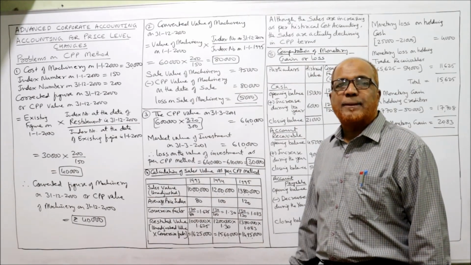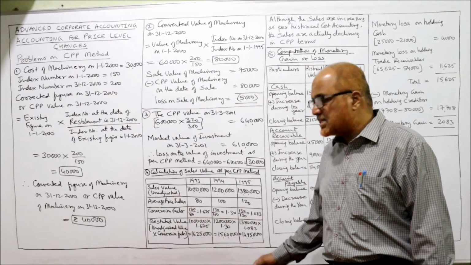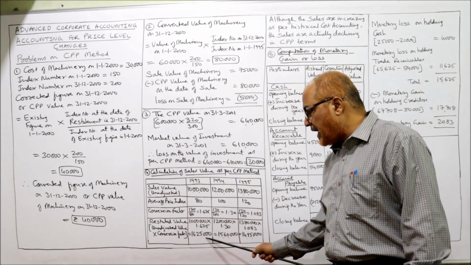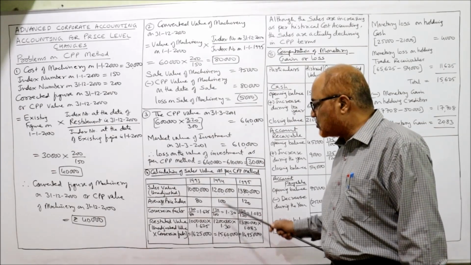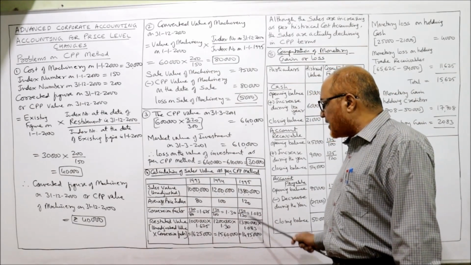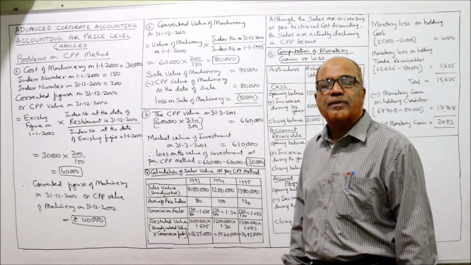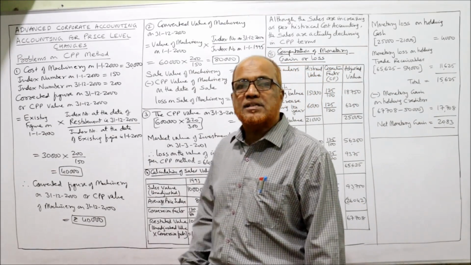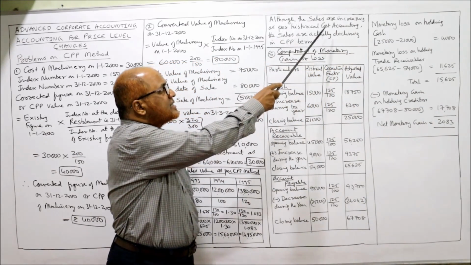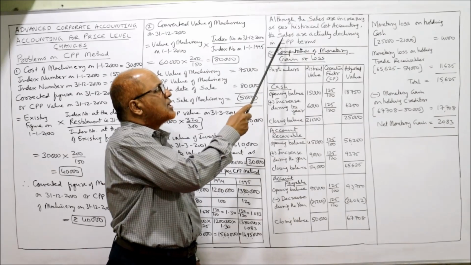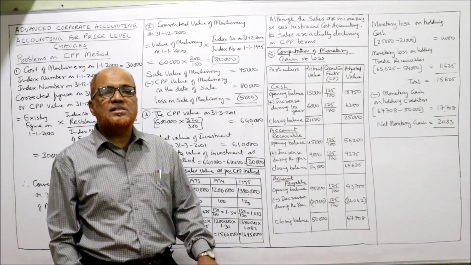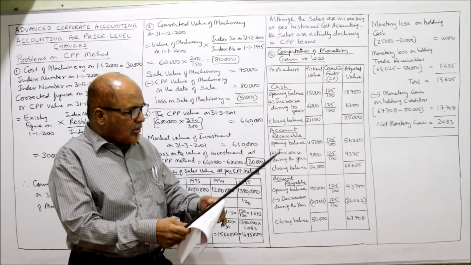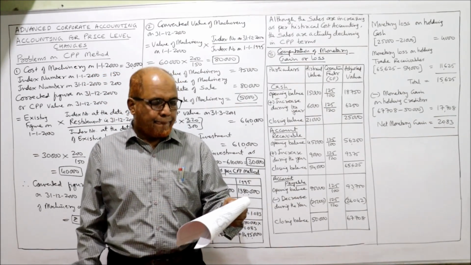But according to CPP value, the sales are declining. 16 lakh 25,000 in 93. It has come down to 15 lakh 60,000 in 94 and 14 lakh 95,000 in 1995. The sales are decreasing. This is the observation. So here, although the sales are increasing as per historical cost accounting, the sales are actually declining as per CPP method. That's it. Now come to problem number 5.